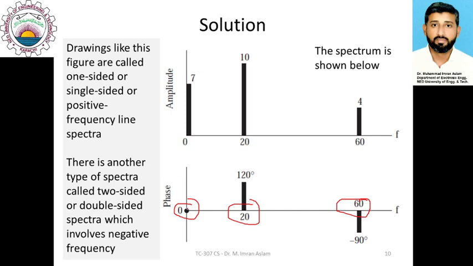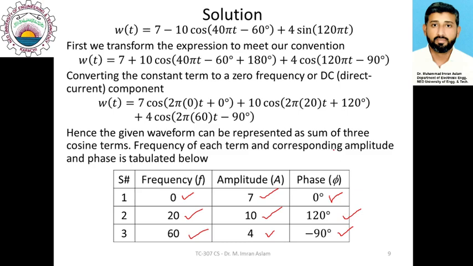And I have plotted here at 0, you can see that the phase is also 0, so we have a dot here. At 20 Hertz frequency we have a phase angle of 120 degrees, so we see a line which corresponds to the phase angle of 120 degrees, and at 60 Hertz we have a phase angle of minus 90 degrees, so we have a downward line here to show that we have a phase of minus 90 degrees at 60 Hertz frequency. So this gives you the phase spectrum for the sinusoid given in the problem.